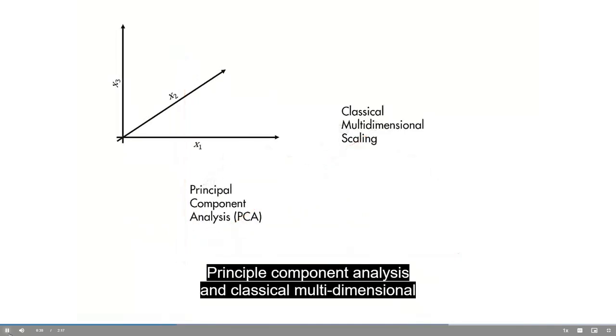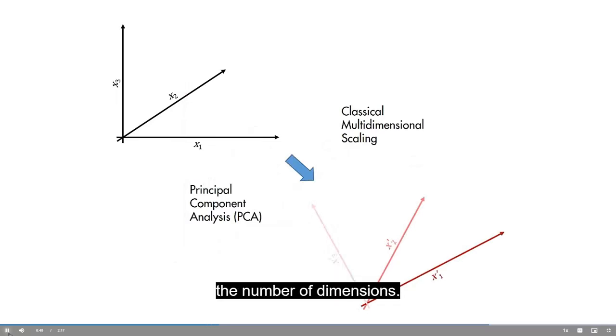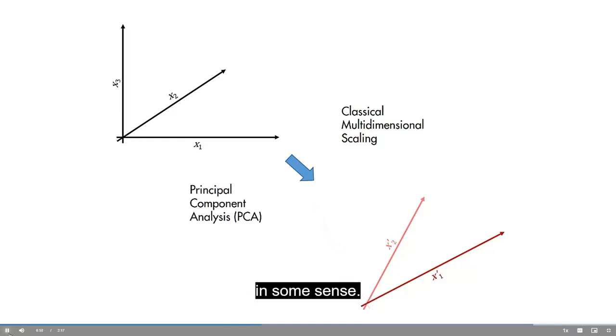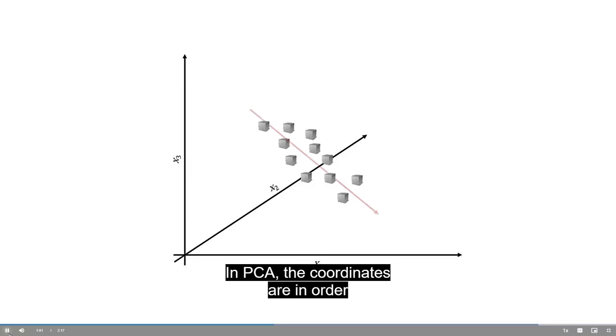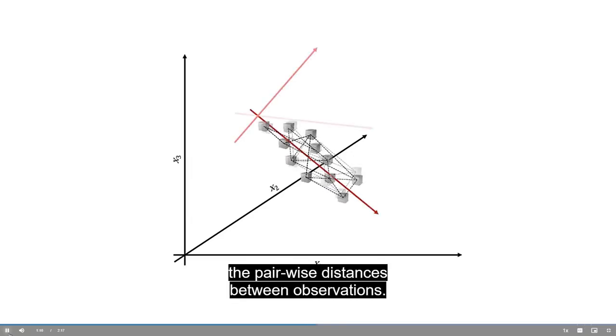Principal component analysis and classical multidimensional scaling provide 2 ways we can transform our data so that we can then potentially reduce the number of dimensions. Both methods can be thought of as building a new orthogonal coordinate system, where the coordinates are ordered in terms of importance in some sense. In PCA, the coordinates are in order of how much variance in the data they explain. In multidimensional scaling, they are in order of how closely they preserve the pairwise distances between observations.